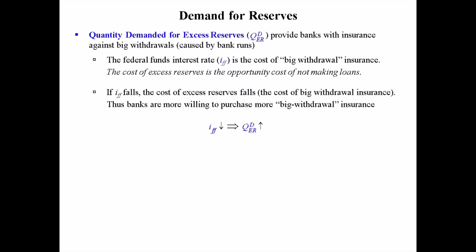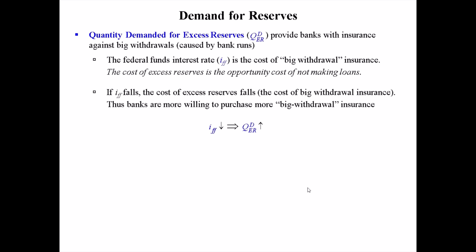Now we're going to derive the demand for reserves. You can think of the quantity demanded for excess reserves as how much big withdrawal insurance banks want to purchase at the federal funds rate. And you think of the federal funds rate as the cost, because the cost of excess reserves is the opportunity cost of not making loans to other banks. They could have made loans, instead of holding on to reserves, to banks needing reserves to meet the reserve requirement.